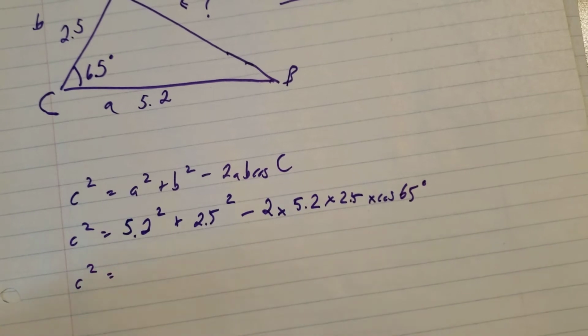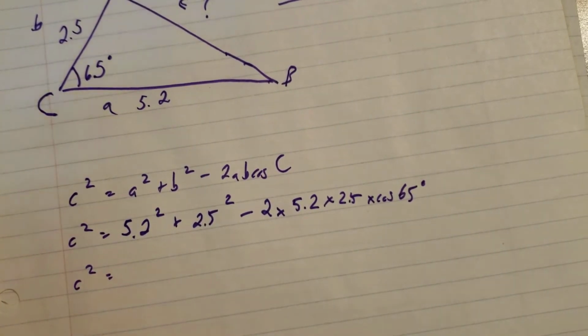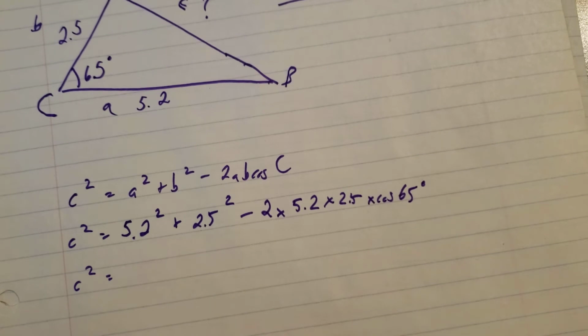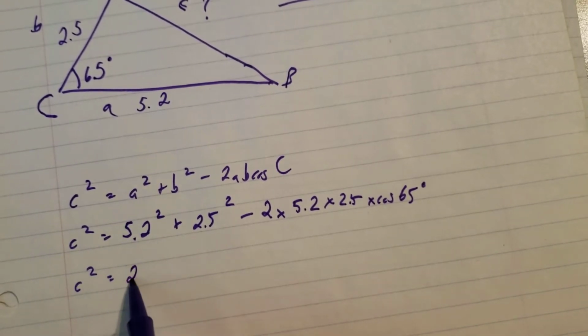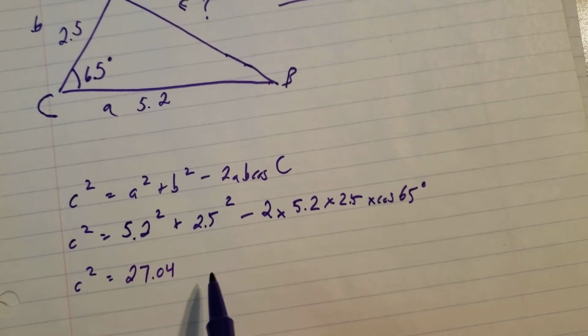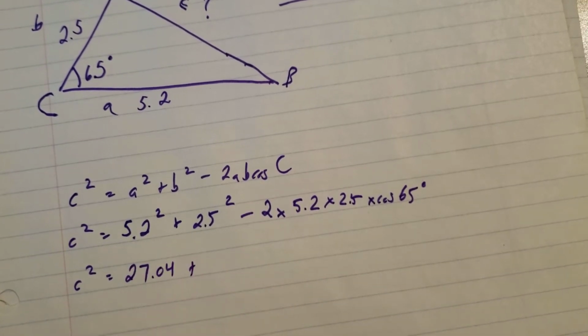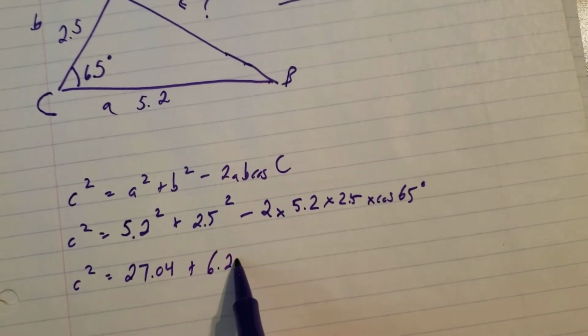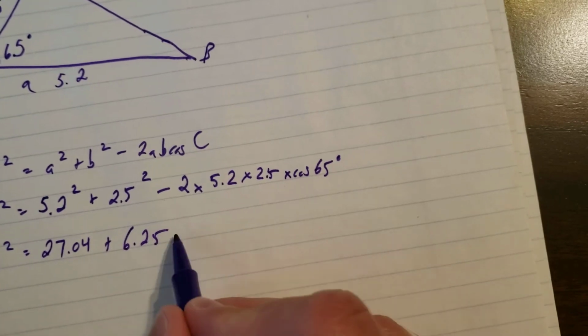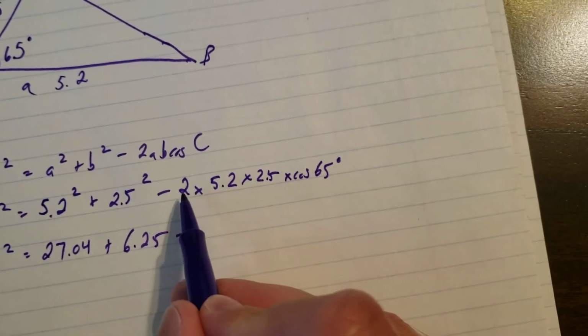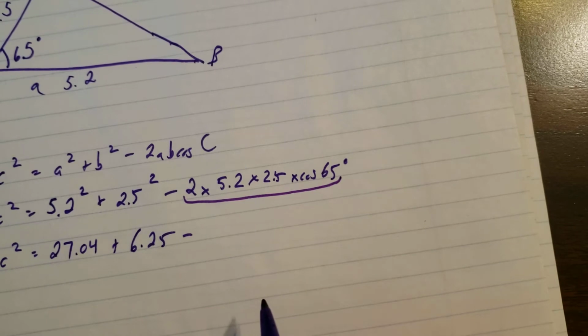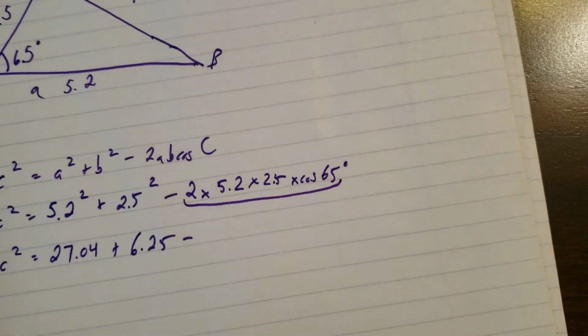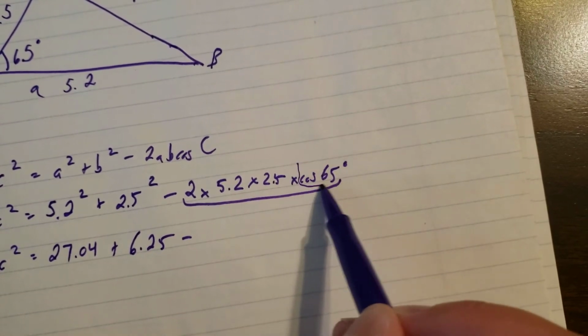Now I'm going to work through each of these pieces individually. 5.2 squared is 5.2 times 5.2, which gives me 27.04. 2.5 squared is 2.5 times 2.5, which gives me 6.25. Minus this piece here, I'm just going to punch in my calculator in one straight shot, essentially. What I usually do is start at the back here.